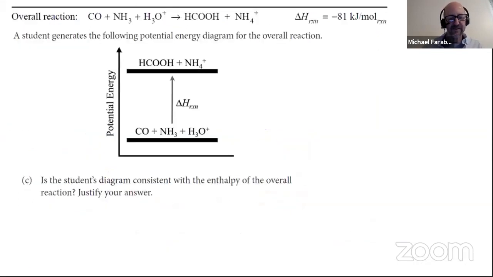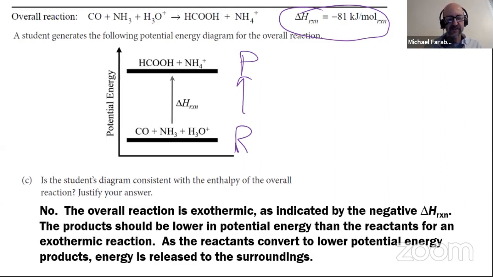All right, the next part, part C, is the student's diagram, which shows going from reactants to products. Is it consistent with the enthalpy? Now, the enthalpy change is negative, so this is an exothermic process. So the answer is no.